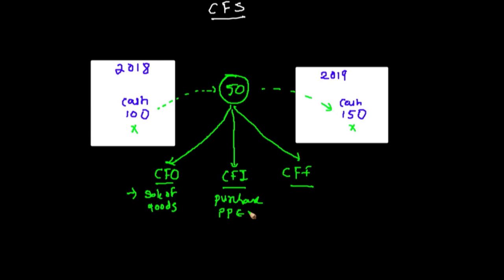Let us say you have taken goods on credit, purchasing goods on credit. It will come nowhere because you haven't paid the cash yet. It's a cash flow statement, so you need to be careful. Taking a bank loan. It's a cash flow from financing activity.